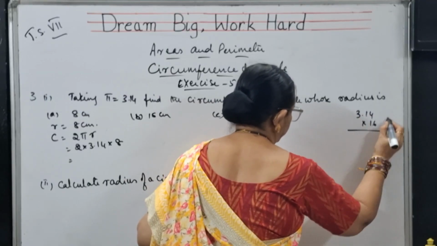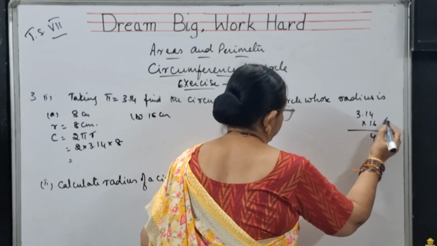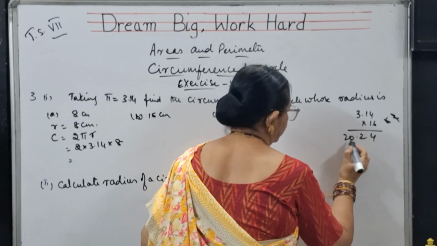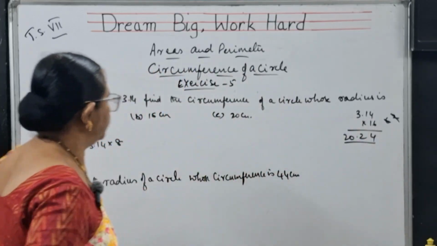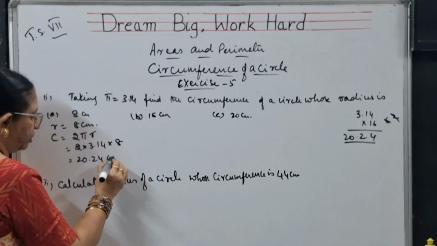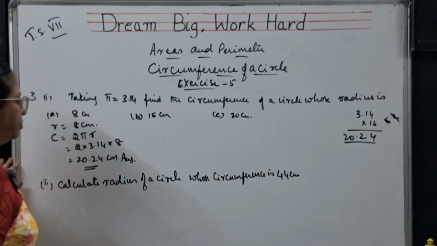Let me write 3.14 into 16. 16 fours are 64, 16 ones are 16, 16, 22, 18, 20. So 20.24 is the answer, circumference. 20.24 centimeters is the answer for this problem, children.